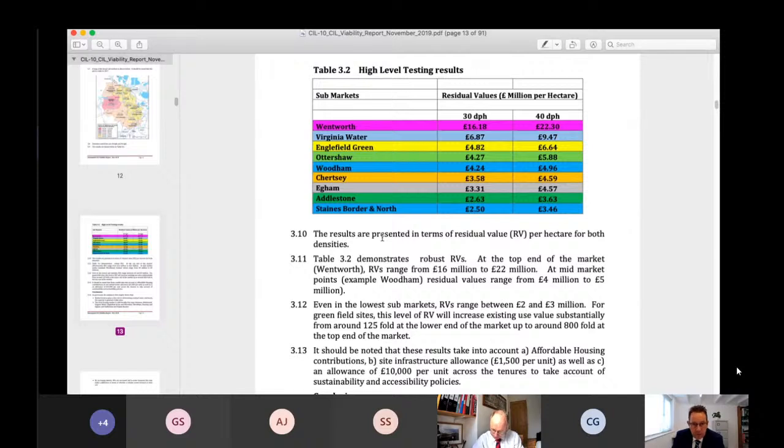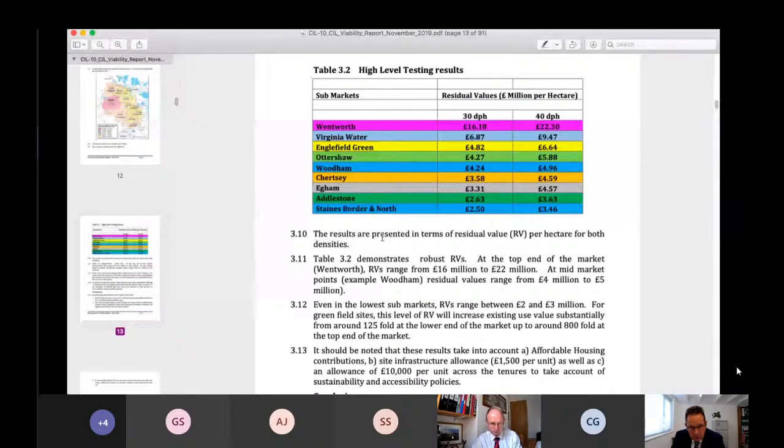So if we just focus on the 30 dwelling per hectare column, and I pick one in the middle, let's just go for Chertsey, and that is giving a value of 3.58 million per hectare. Now, what you're saying then is, having taken into account all of the scheme costs, affordable housing at policy compliant levels, and all of your factoring in of buffers that you talked about, developer profit at 20%, 6% on affordable housing, you factor all of that in, and out of the other end comes a residual value of 3.58.